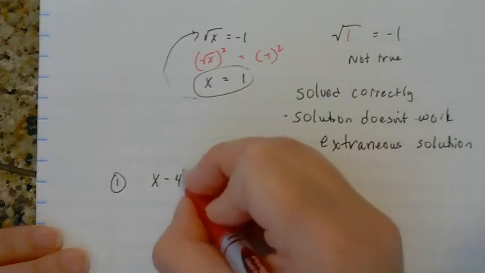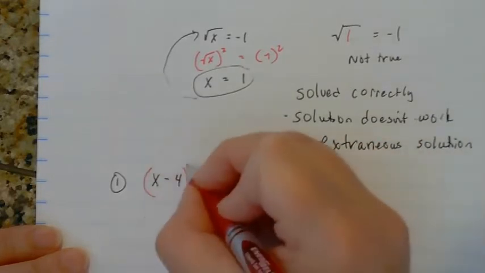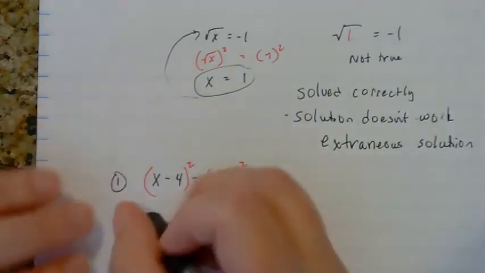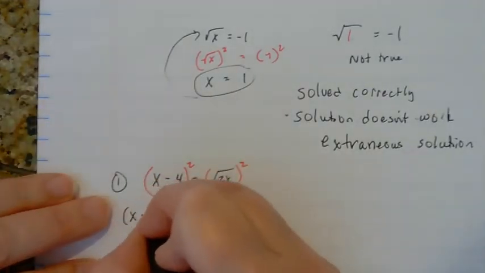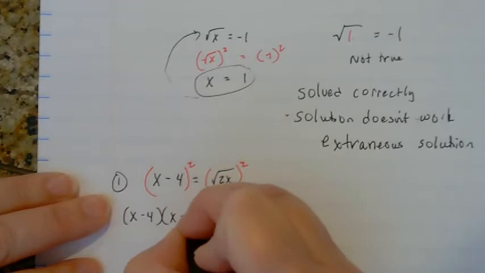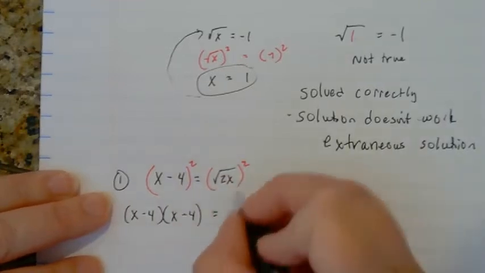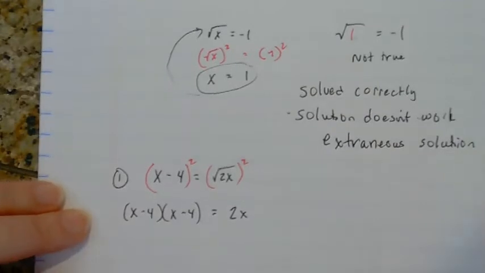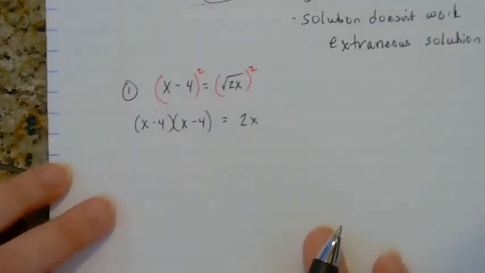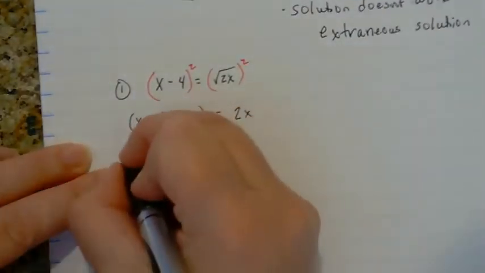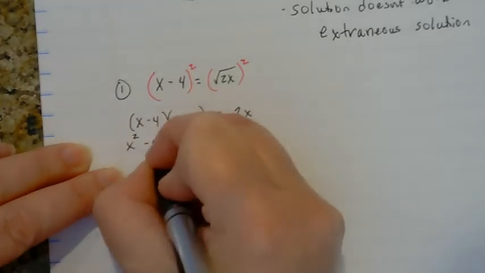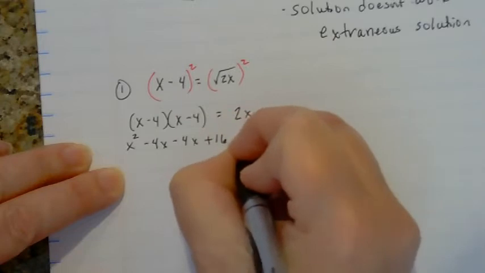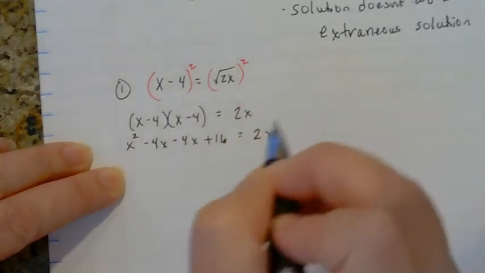I'm going to square the right side, and to square the left side, I have to square the entire binomial. So that means now on the left, I have x minus 4 times x minus 4. On the right side, the square of the square root of 2x is just 2x. So now on the left side, I'm going to multiply. So I get x squared minus 4x minus 4x plus 16. And on the right side, I get 2x.